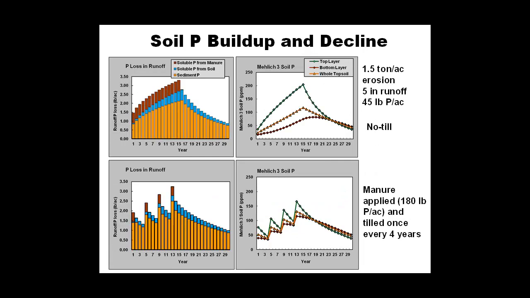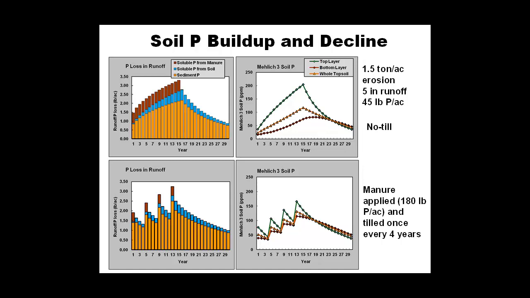There's another example. Again, we have 1.5 tons erosion, 5 inches of runoff, spreading manure at that same rate. We have a no-till field where we're spreading manure on the surface for the first 15 years, and then we stop. And we want to see how long it takes to bring our soil phosphorus back down. What's my phosphorus loss that goes along with those changes in my soil phosphorus? Or what if I applied the same amount of manure, but I apply it once every 4 years? I till it in. Instead of applying that amount at 45 every year, I apply 180 in 1 year. The next 3 years don't get any.